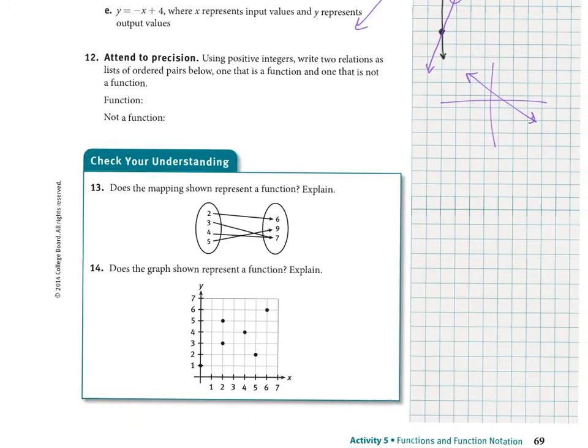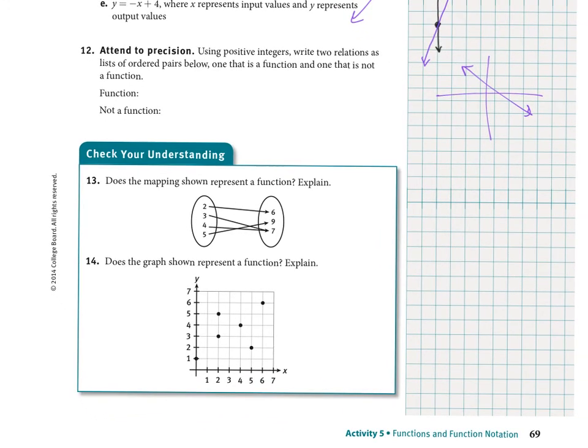Woo! All right, so 12. It wants us to use positive integers to write two relations as a list of ordered pairs below, one that is a function and one that is not a function. So we know for this, if it's a function, we just have to make sure that our x-coordinates each have their own unique y-coordinate. Our inputs have their own outputs.